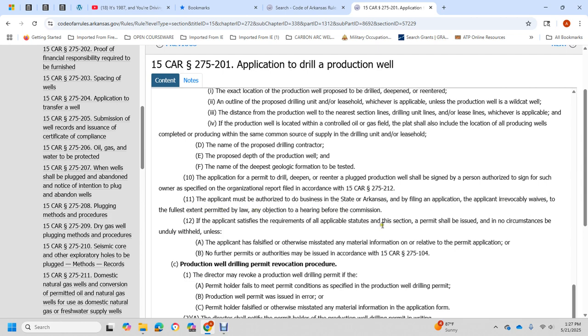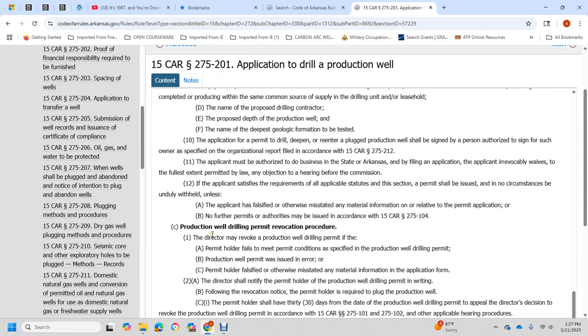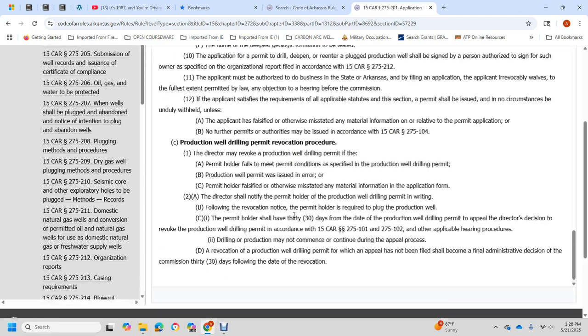The applicant has met the requirement of applicable statutes. The election shall be issued with the known circumstance and shall not be unduly withheld unless the applicant has falsified or otherwise misstated any material information relevant to the permit application, over which the permitting authority may act, as provided in Title 15 Code of Arkansas Rules 275-104.